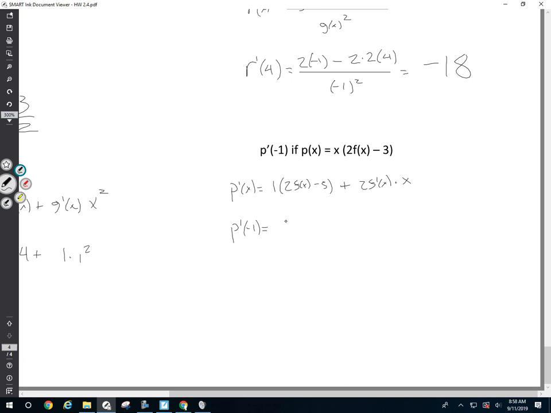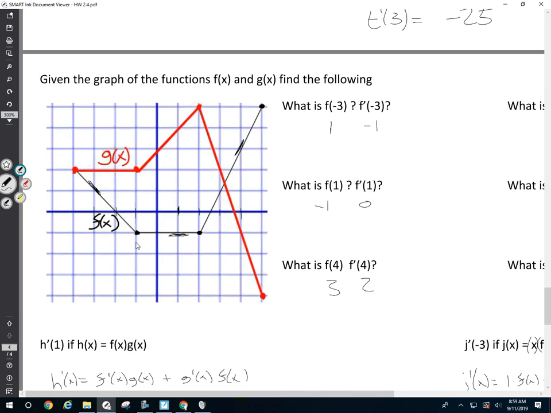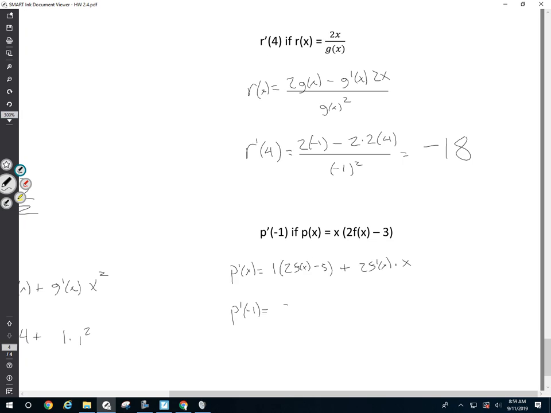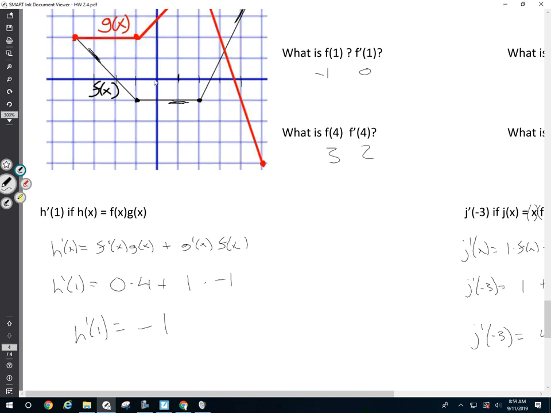Let's see. f of negative 1. Oh, I think I put this for a reason. Maybe, I'm not sure. So f of negative 1, if you look up at your graph, we didn't talk about negative 1. If you look at f of negative 1, I see the y-coordinate is negative 1. Okay, great. So I got 2 times negative 1 minus 3 plus 2 times f prime of negative 1. What do we have here at negative 1?